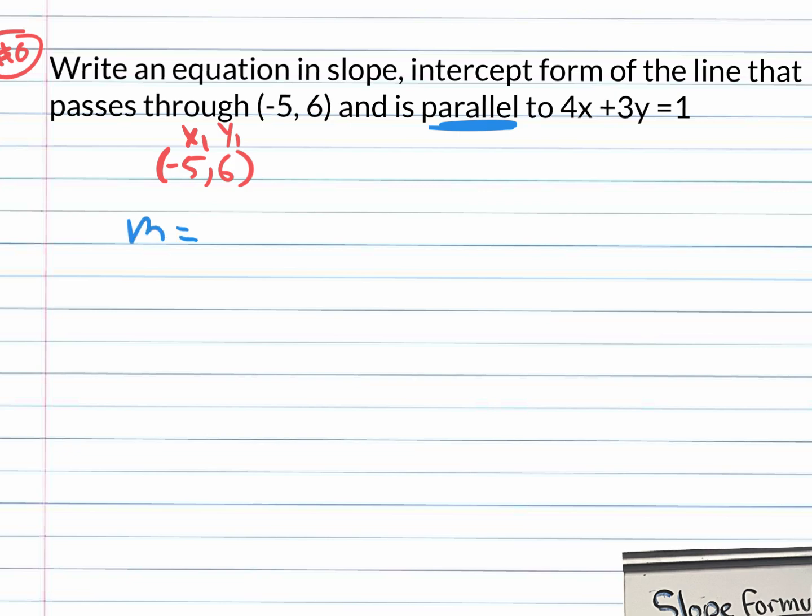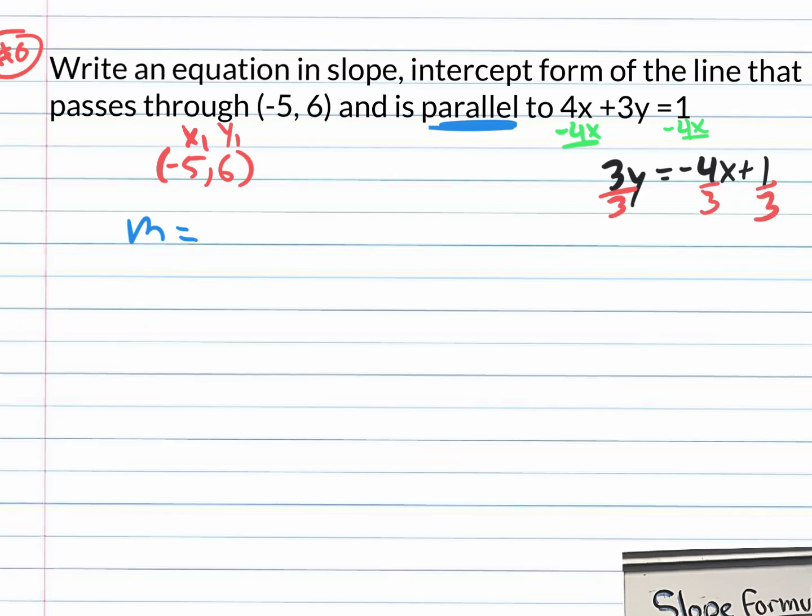Does that make sense? Do we see the slope right here? No, we can't because it's in standard form. So we need to get y by itself. So we're going to subtract 4x, subtract 4x. We're going to end up with 3y equaling negative 4x plus 1. Final step is to divide everything by 3. Divide by 3, divide by 3, divide by 3.